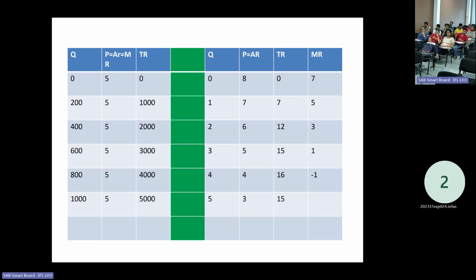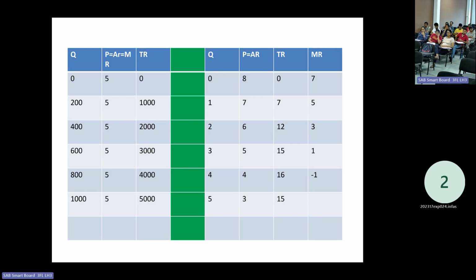Now to take the marginal revenue, here also you can calculate the marginal revenue. Taking total revenue divided by the quantity gives average revenue, which equals the price. But marginal revenue is delta TR divided by delta Q. So 7 minus 0 is 7, divided by 1, gives 7. Then 5, 3, 1, and then negative.